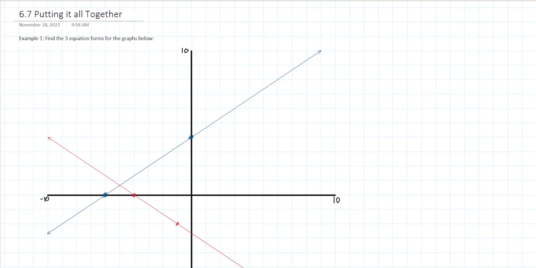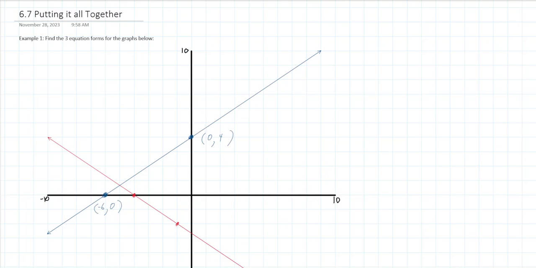So we're going to start with the blue one, and what we're going to do is look for an equation, any one of the three different equations that describes this graph. Now, since we have 2 points, the best bet is simply to find the slope by finding the 2 points. So this is going to be -6, 0 and 0, 4.